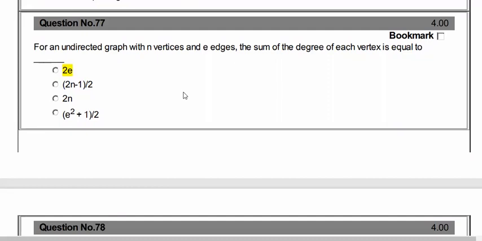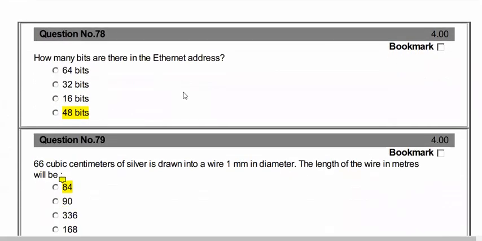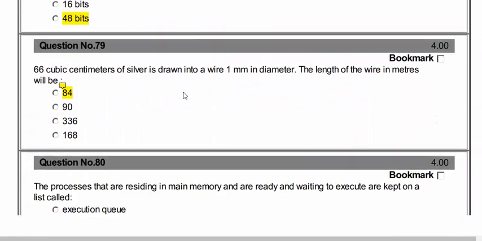For an undirected graph with n vertices and e edges, the sum of degree of each vertex is equal to dash. Option A, 2E. How many bits are there in the Ethernet address? Option D, 48 bits are there in the Ethernet address.